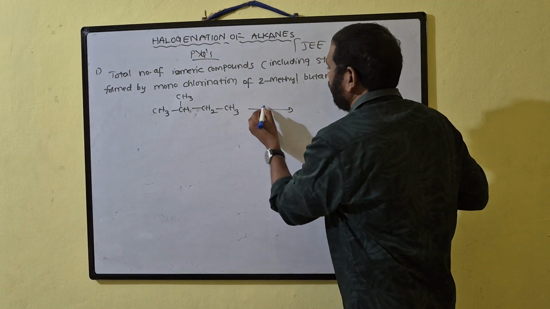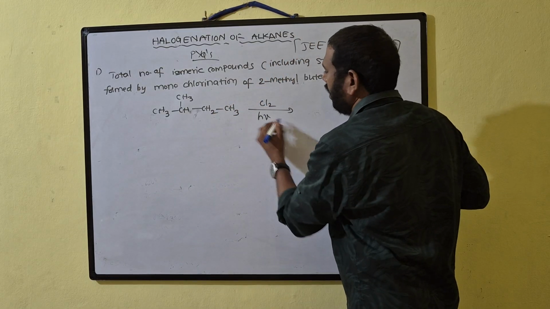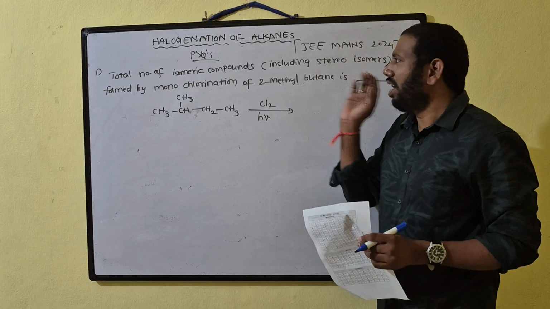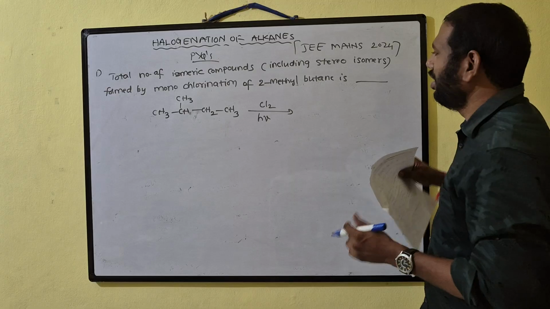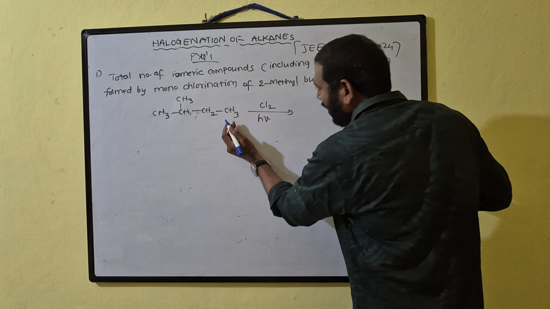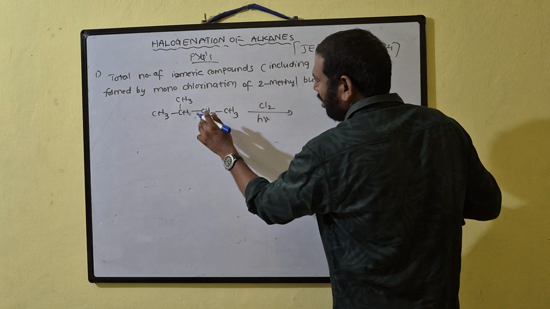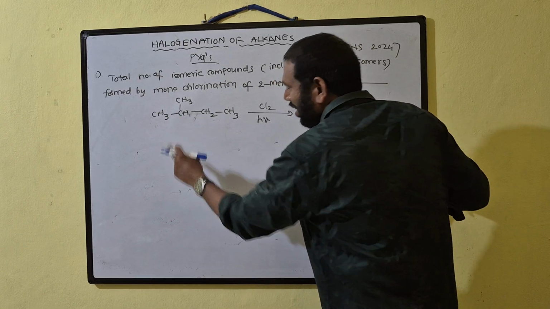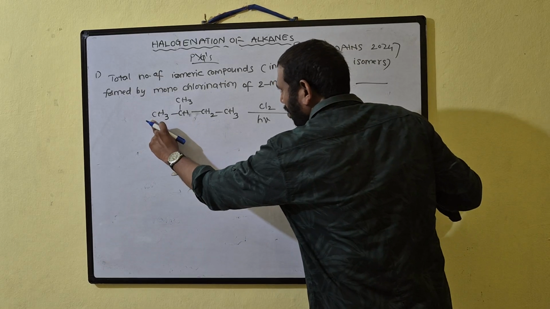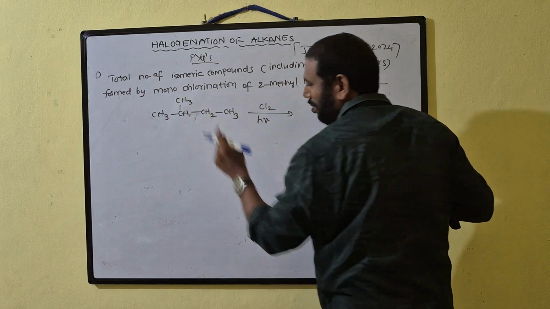On chlorination in presence of sunlight, how many isomeric products will form? Check. Here substitution takes place at this carbon, here at this carbon, here at this carbon, and here at this carbon. Either this carbon or this carbon, both are symmetric.